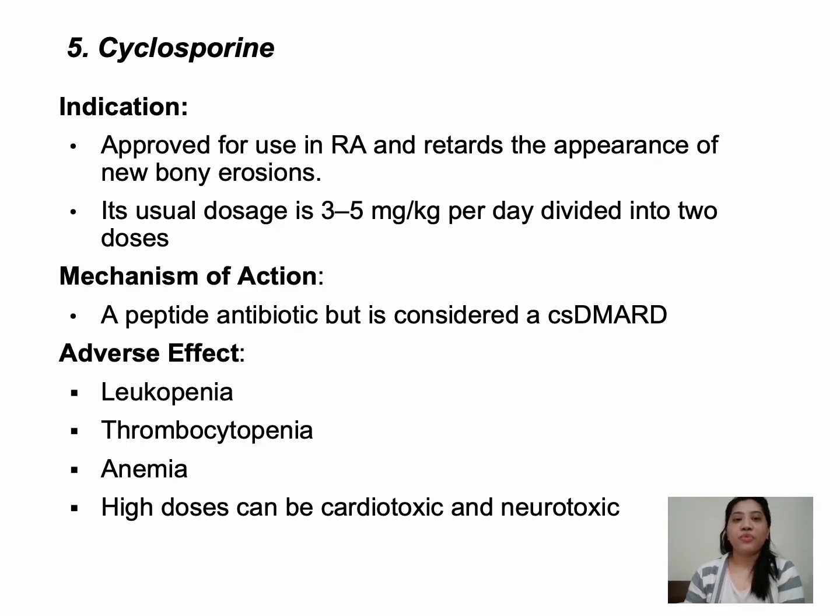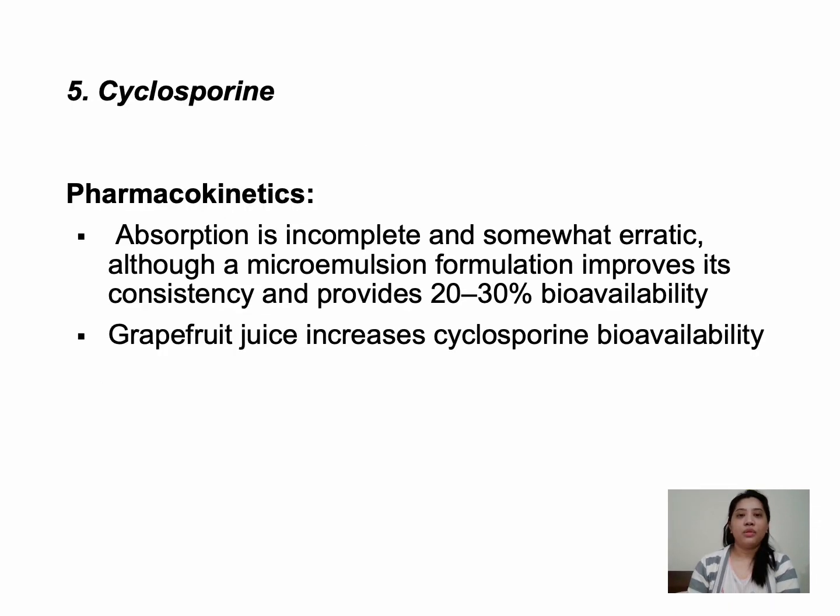Number five will be cyclosporine. Its indication: it is approved for use in RA and retards the appearance of new bony erosions. Its usual dosage is 3 to 5 mg per kilogram per day divided into 2 doses. Its mechanism of action: it is a peptide antibiotic but is considered a synthetic DMARD. Its adverse effects are leukopenia, thrombocytopenia, anemia, and high doses can be cardiotoxic or neurotoxic. Cyclosporine pharmacokinetics: its absorption is incomplete and somewhat erratic, although a microemulsion formulation improves its consistency and provides 20 to 30% bioavailability. Grapefruit increases cyclosporine bioavailability.